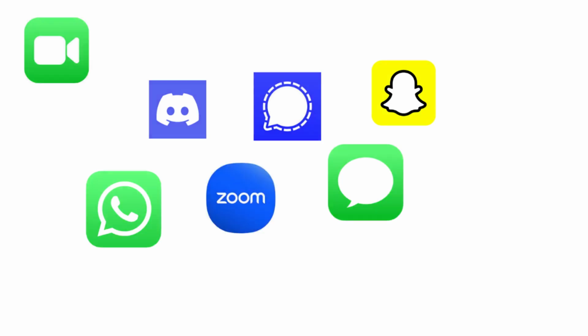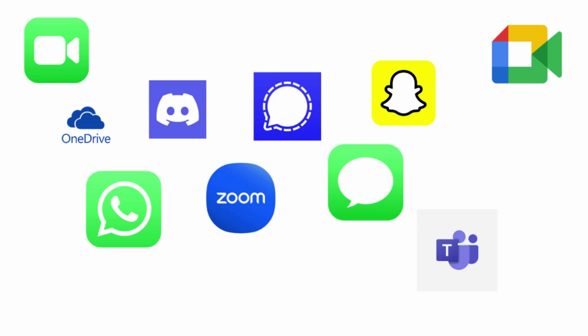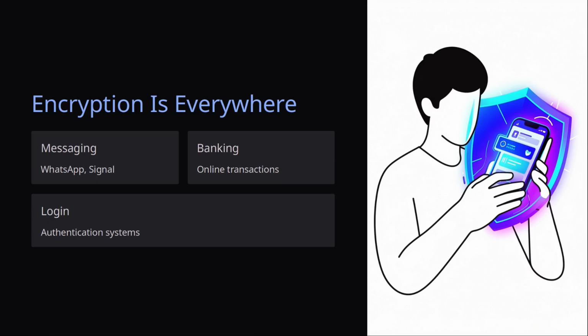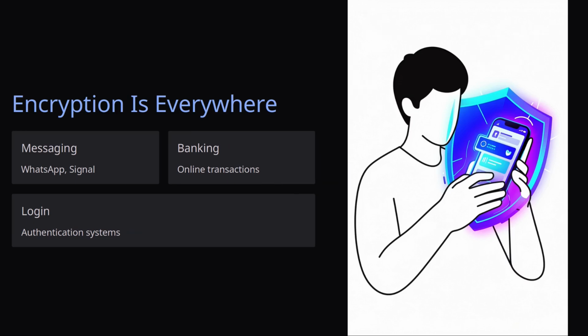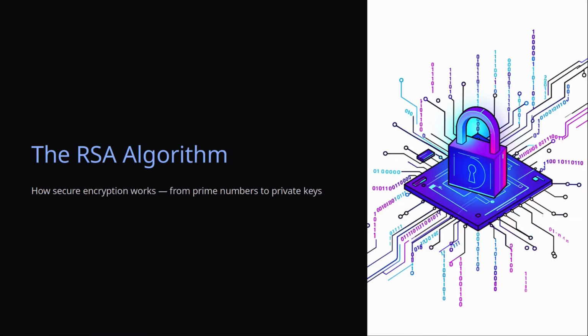Signal, WhatsApp, iMessage, FaceTime, Discord, Snapchat, Zoom, Microsoft Teams, Google Meet, OneDrive, Proton Mail, and many, many more. All of these share one thing in common. All of them are encrypting your data end-to-end. Today we're going to look at the RSA algorithm that can be used to encrypt the data from end-to-end.